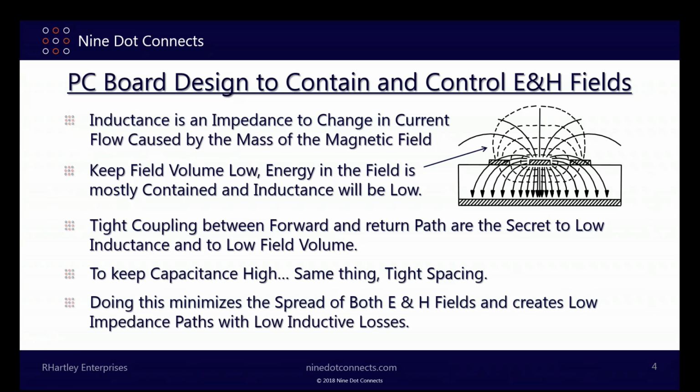And the same thing is true for the capacitance of a transmission line. We keep capacitance high by creating tight spacing. When we do that, that gives us the ability to control impedance.